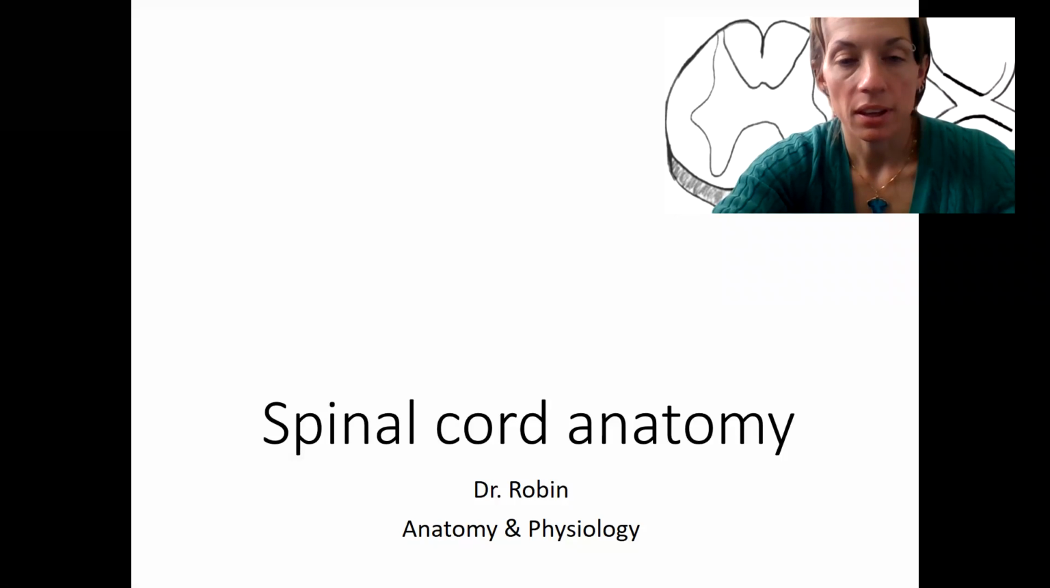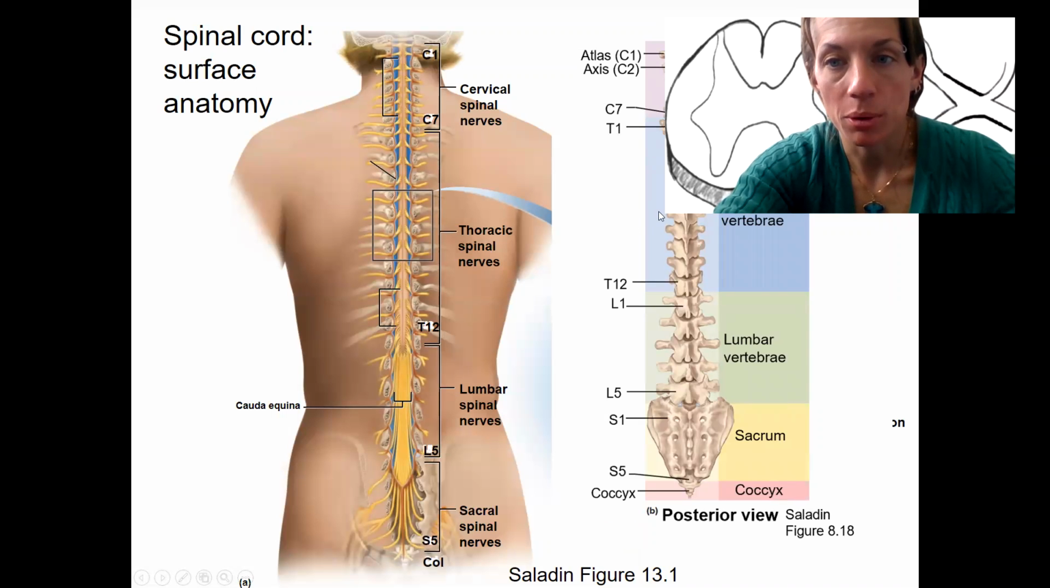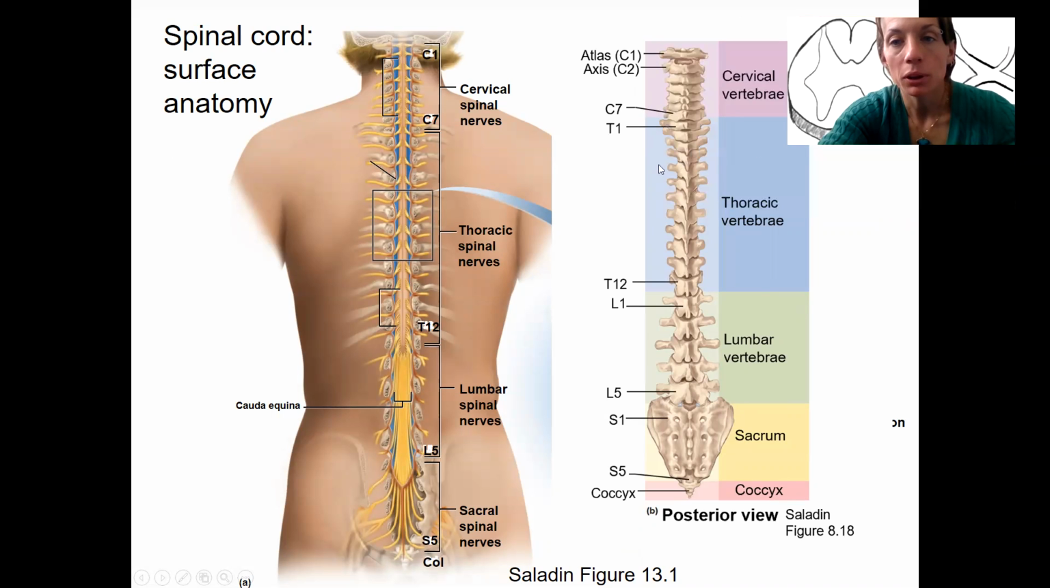What I want to start with is the superficial anatomy of the spinal cord, meaning what it looks like from more the outside and relating it to the vertebral column. So let's do that. If you remember from learning the vertebral column in lab, we learned about the various vertebrae.